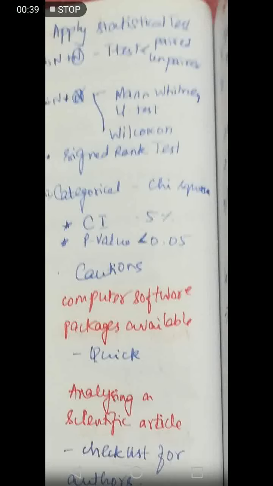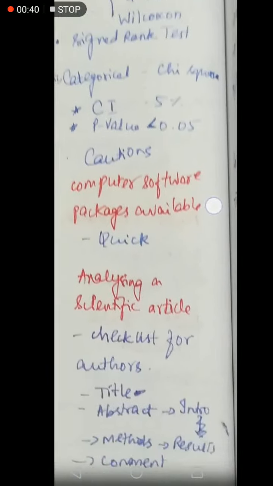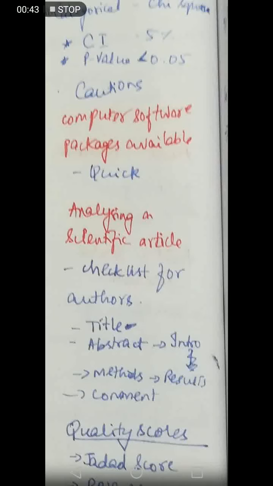The confidence interval will be 95% and the p-value will be less than 0.05 for a normal research. However, certain cautions have to be exercised because these values are very important. Computer software packages are available, and the main benefit of using them is that it is very quick.